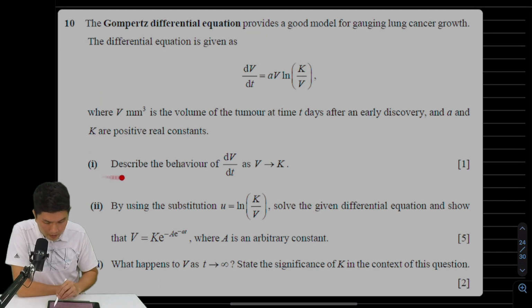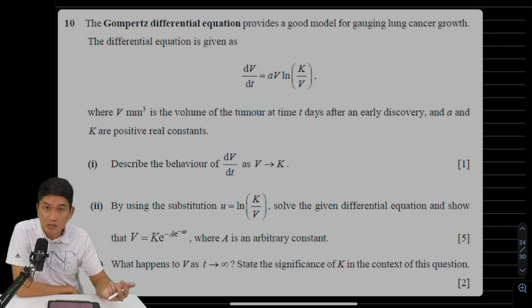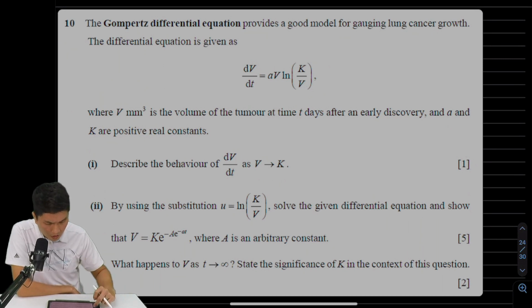Now let's look at part 1. Part 1 is a straightforward 1-mark question. It says, what happens to dV/dt as V approaches K? So let's look at this equation. Maybe something that links V and K will be the argument of the natural log function. As V approaches K, then this fraction becomes more and more like K over K, which is 1. So natural log of 1 is 0, and that tells me that dV/dt will be 0, right? dV/dt will be 0. Okay, then that's all you need to answer.